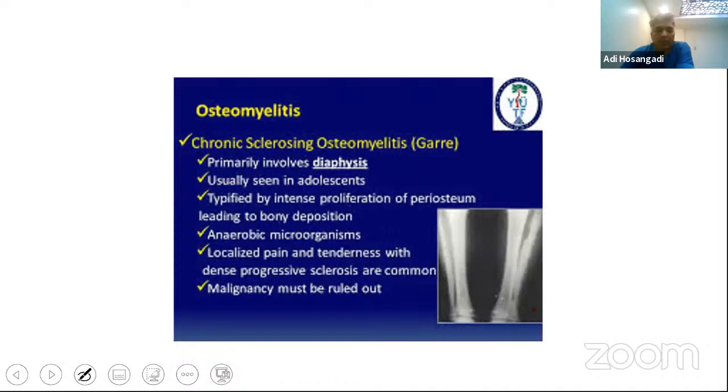Garré's osteomyelitis, most commonly, please remember, unlike other chronic osteomyelitis, involves the diaphysis. Anaerobic organisms. But most importantly, it is confusing on X-ray. You should rule out malignancy. It can sometimes look like an osteoid osteoma. That's why tissue diagnosis is important. Unlike acute osteomyelitis, where you treat by suspicion, in chronic osteomyelitis, if there is no sinus and no sequestrum, you have to do a tissue biopsy, confirm your diagnosis and treat.